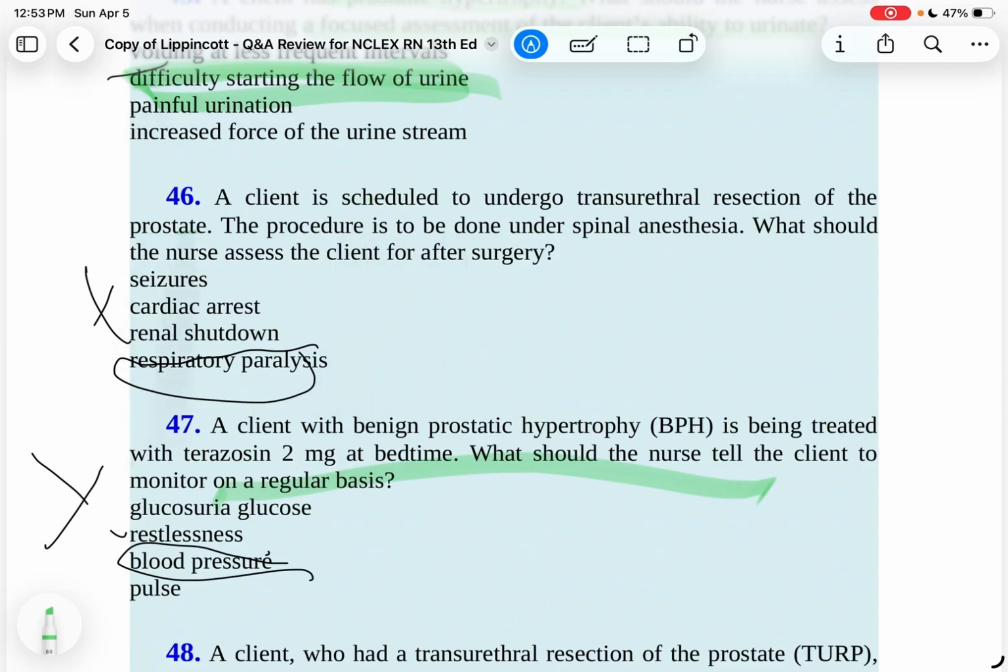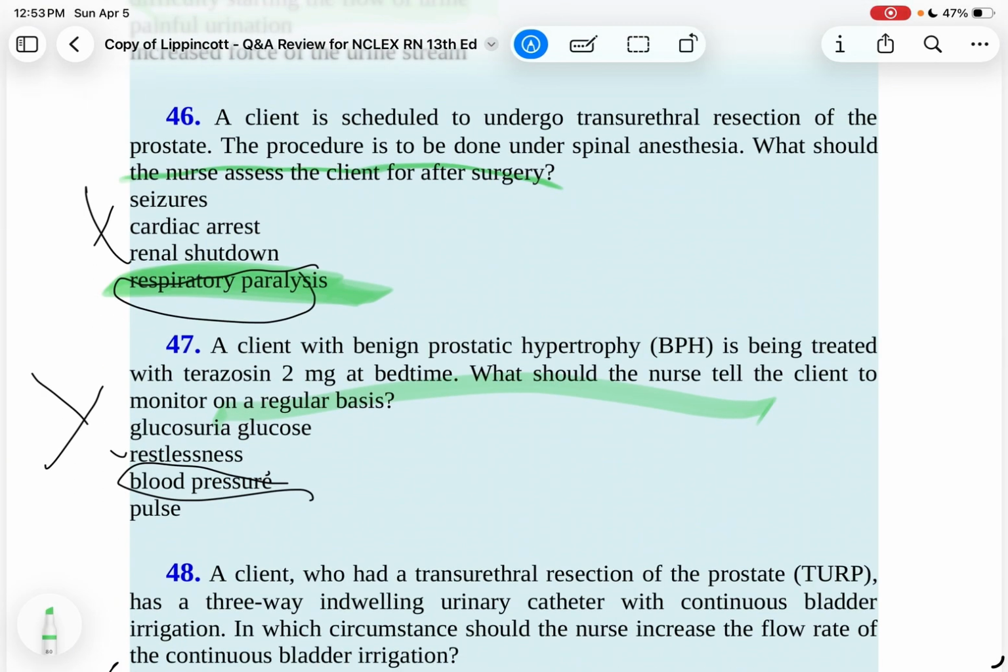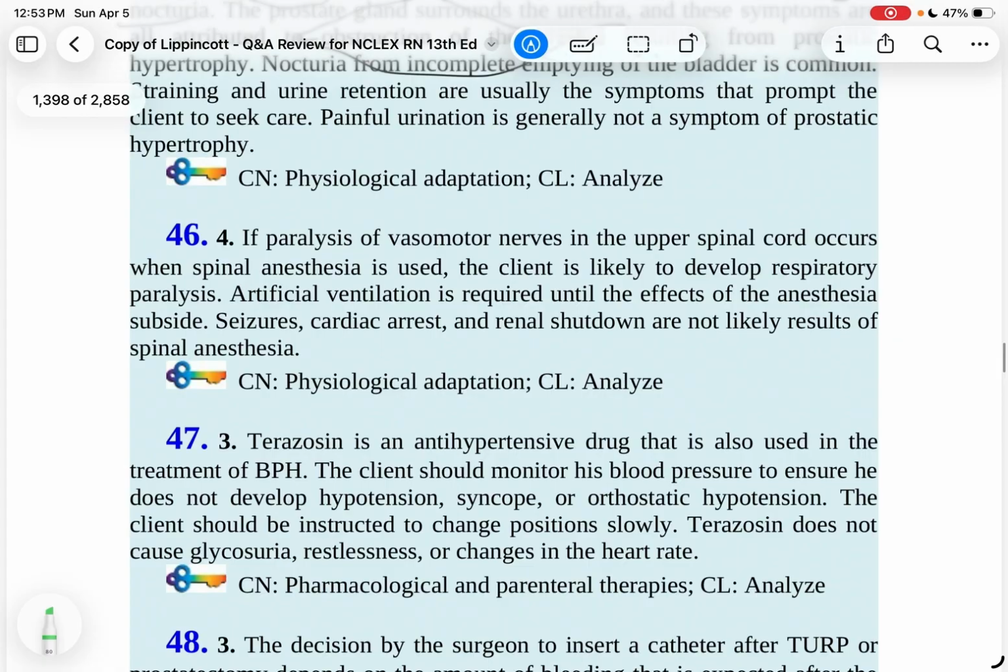A client is scheduled to undergo transurethral resection of the prostate. The procedure is to be done under spinal anesthesia. What should the nurse assess the client for after? Respiratory paralysis, because of a cholinergic effect. Paralysis of vasomotor nerves in the upper spinal cord occurs when spinal anesthesia is used. The vasomotor nerves in the upper spinal cord are paralyzed when spinal anesthesia is used.